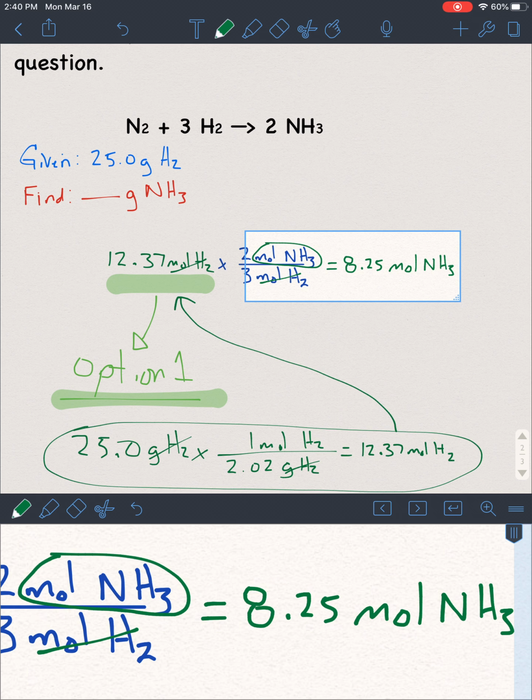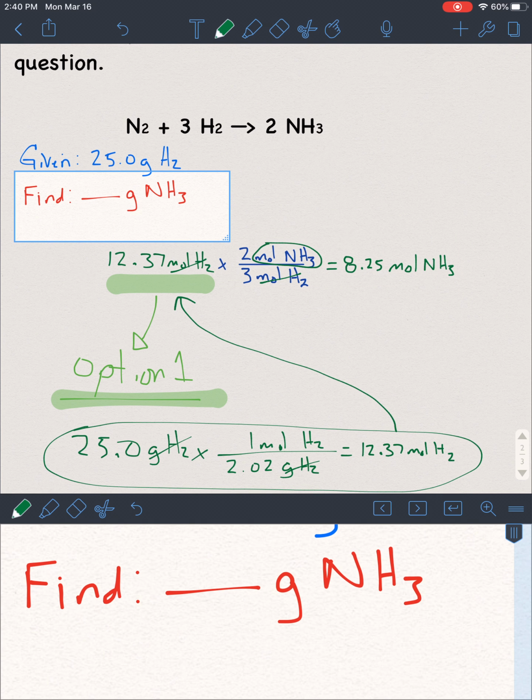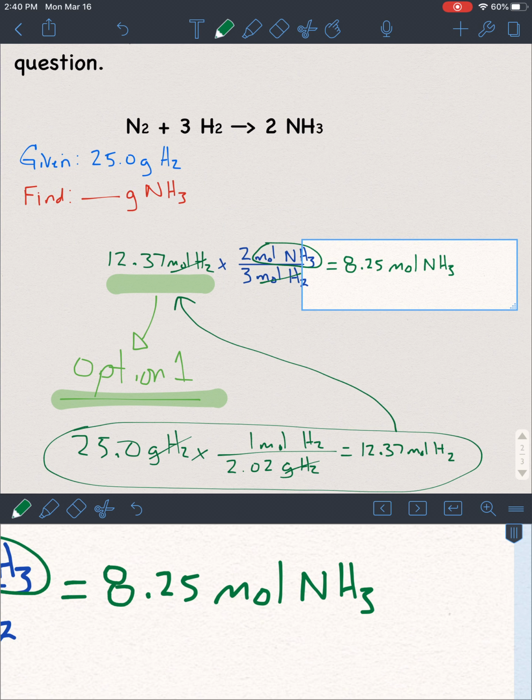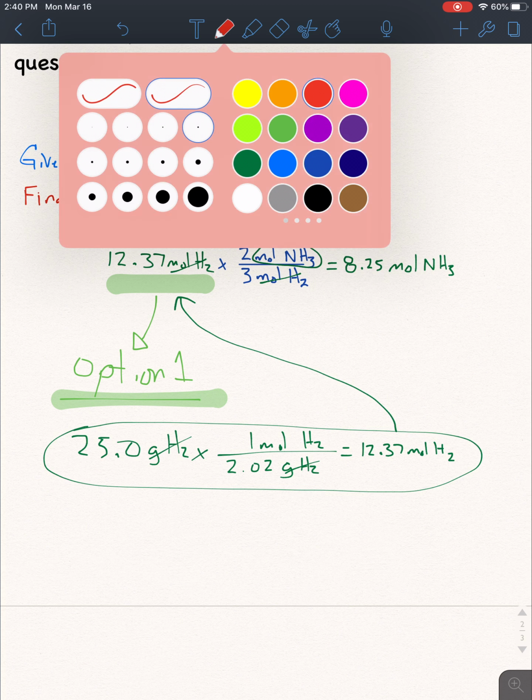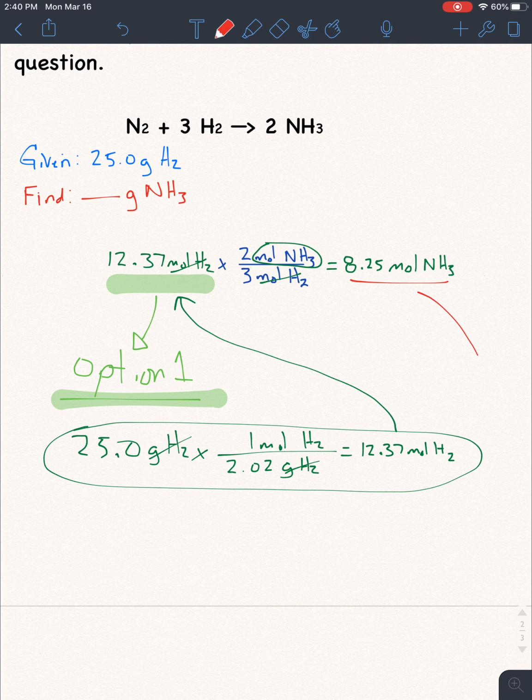So it looks like I'm done, except when I go back to my find, I see that I want grams of ammonia. I go, dang it. So I have one more step. Not a big deal. I can change moles to grams. So let's do that really fast. I'm going to now take this. Sorry, it's a little bit messy here. And I'm going to change moles to grams.